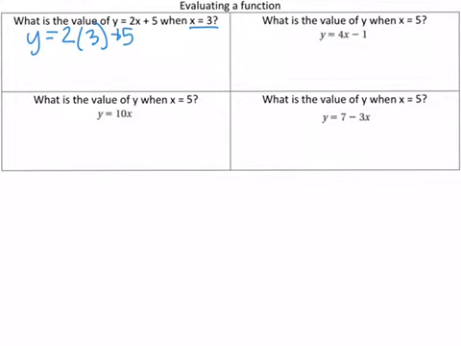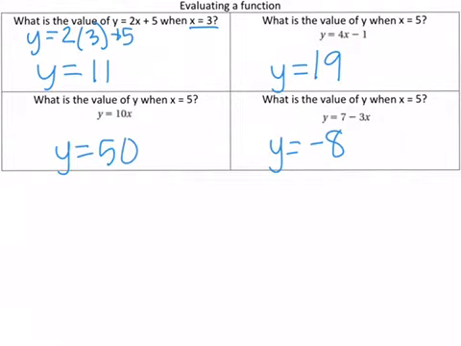Go ahead and try these problems on your own and check back to see if your answers are correct. Please do not use a calculator. Use your mind. All right, these are the answers that you should have received. Make sure that you check your answers and make sure they're correct.